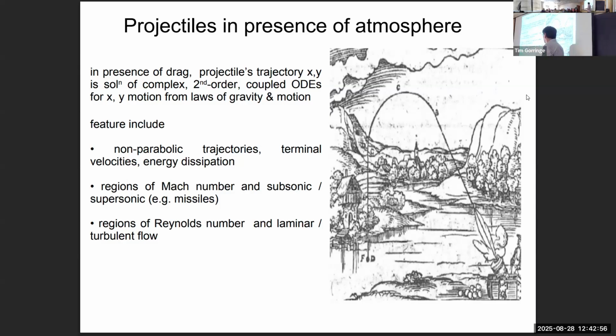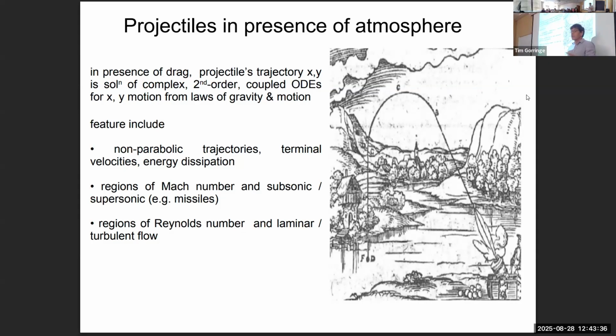And on here, I just listed a few of the features that we'll explore for projectile motion that you can only really access computationally and numerically. The trajectories, for example, are not the parabolic trajectories of that elegant, simple projectile motion. The motion exhibits things like terminal velocity. So that's a feature of projectile motion in the presence of air resistance, in the presence of air drag.